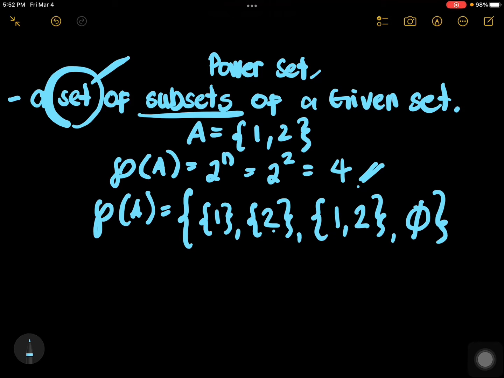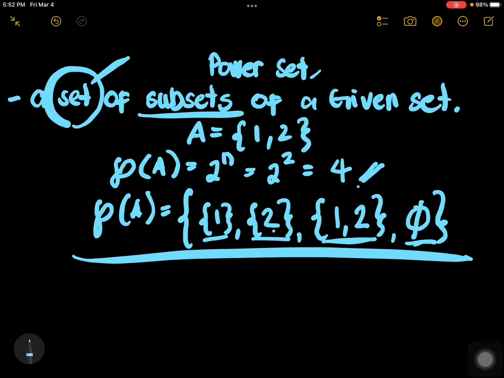Always remember that every set has a subset of a null set. Okay, so let's try to count. 1, 2, 3, 4. Very good. We have 4 elements in our power set, and these elements are also sets. So this is the power set. It is a set. It is enclosed with the braces. It is a set of all subsets of the given set A with elements 1, 2. So this is power set.